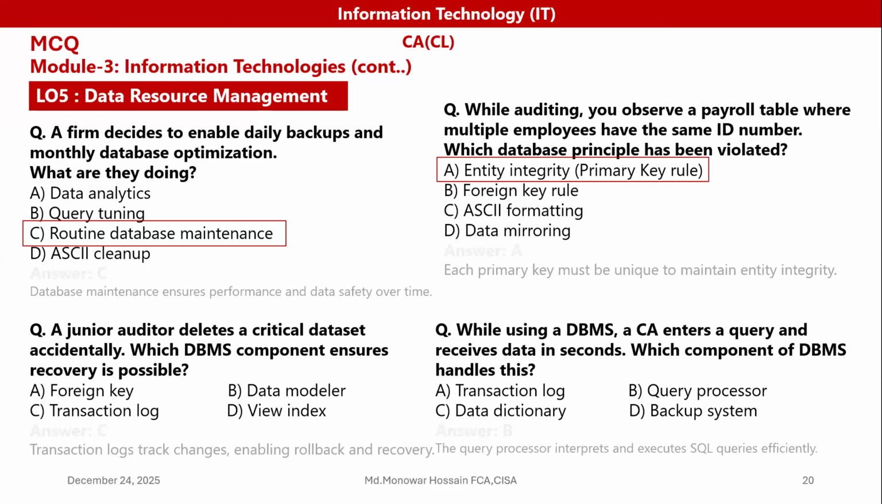Now, a junior auditor deletes a critical data set accidentally, ভুলবশত ডিলিট করে ফেলছে, একজন নতুন কাজে জয়েন দিচ্ছে সে। Which database management system component ensures recovery is possible? কোন ধরনের ডাটাবেস আমরা যদি রাখি তাহলে রিকভার করা পসিবল হবে? সেটা হচ্ছে যদি ট্রানজেকশন লগ হিসেবে আমি রাখি, যতটুকু ডিলিট করছে ওই ট্রানজেকশন লগ থেকে আবার এটা আমরা রিকভার করতে পারবো। সো ট্রানজেকশন লগস ট্র্যাক চেঞ্জেস, enabling rollback and recovery. Answer C.